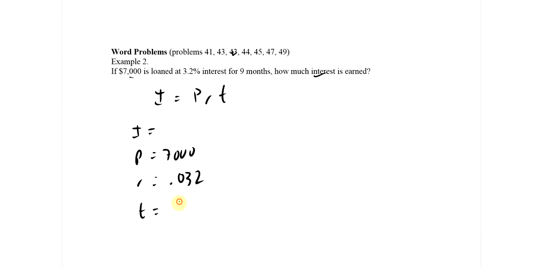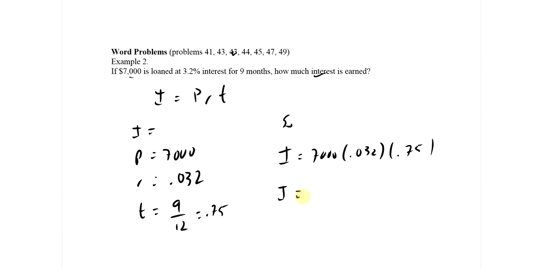9 months is 9 over 12. There's 12 months in a year, so 9/12 of a year, which is 0.75, or 3/4. So 7,000 times 0.032 times 0.75. Well, we just multiply everything together. The interest is $168.